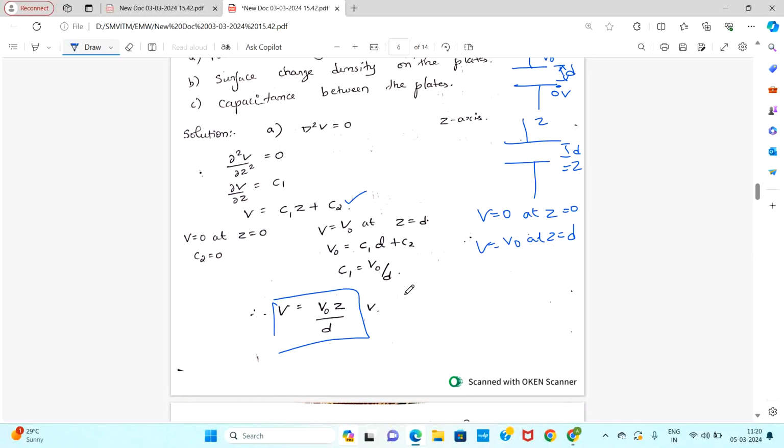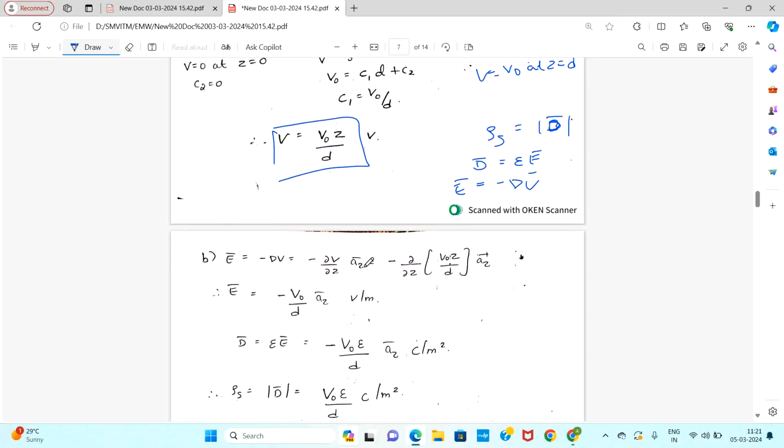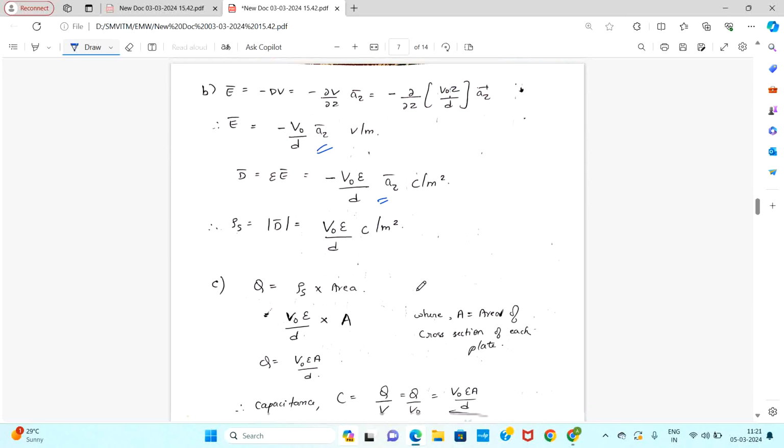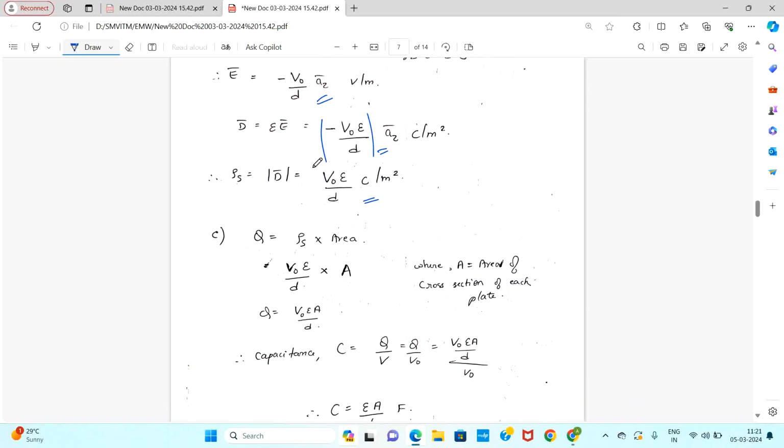In the second part, they're asking to find the surface charge density on the plates. To find surface charge, I need to know D, and to find D, I need to know E. E is nothing but minus del V. So first you do this operation, minus del V in the Z direction, the gradient equation for the Cartesian system. By that you get the E value, and by multiplying by epsilon, I get D. By taking the magnitude of this, it gives me rho S, the surface charge density. Again, for magnitude I can just take it as a positive value.